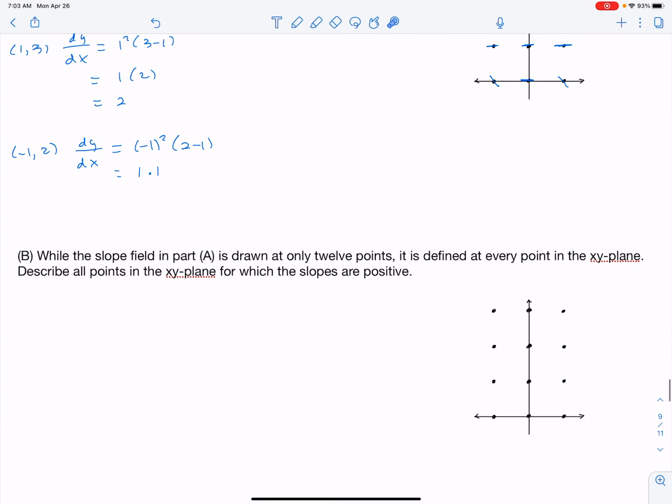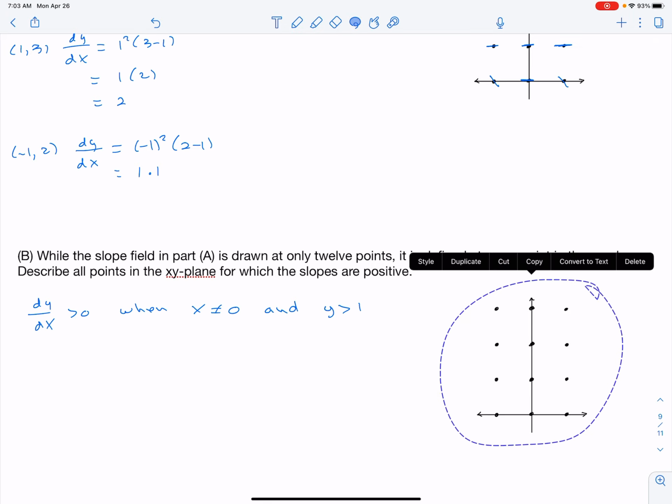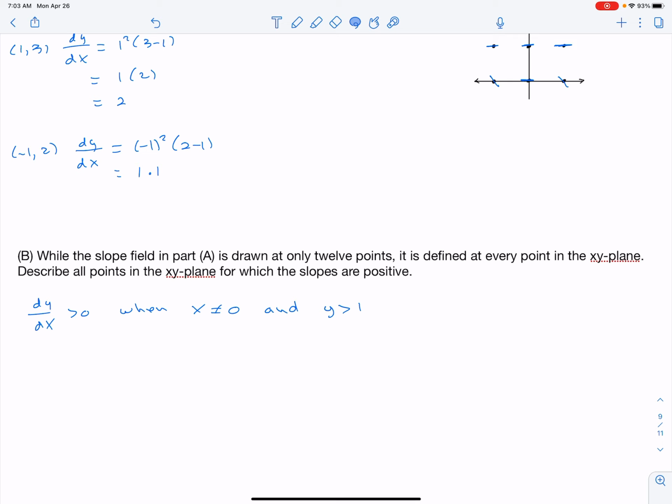So let's put that all together. What I'm going to say is the slopes of the tangent lines are positive, so dy/dx is greater than 0 when, first thing, x is not equal to 0. And what else did we say? y is greater than 1. Okay? I don't need this thing right here. I don't know why I had that there.